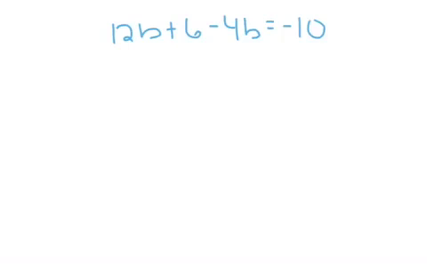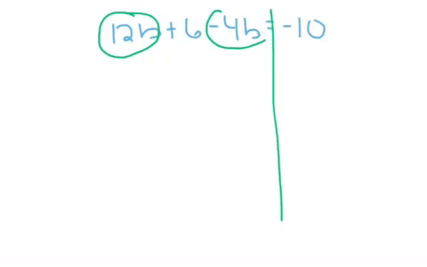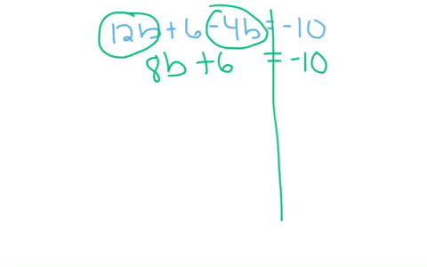Once again, draw your line down your equal sign. I can combine like terms. So I have a 12b minus 4b. Do you see how I included the operation with it? So 12 minus 4 is 8b. Bring down your plus 6 equals negative 10. Now it's just like your normal problem.